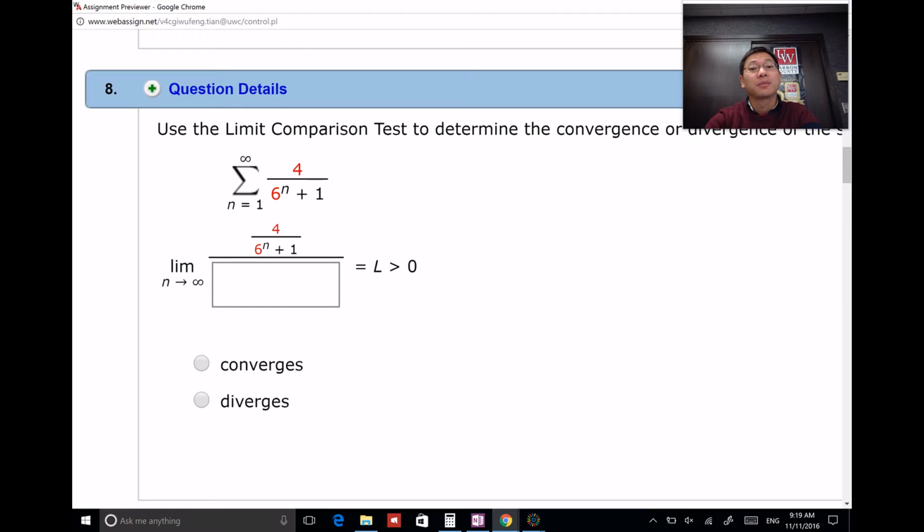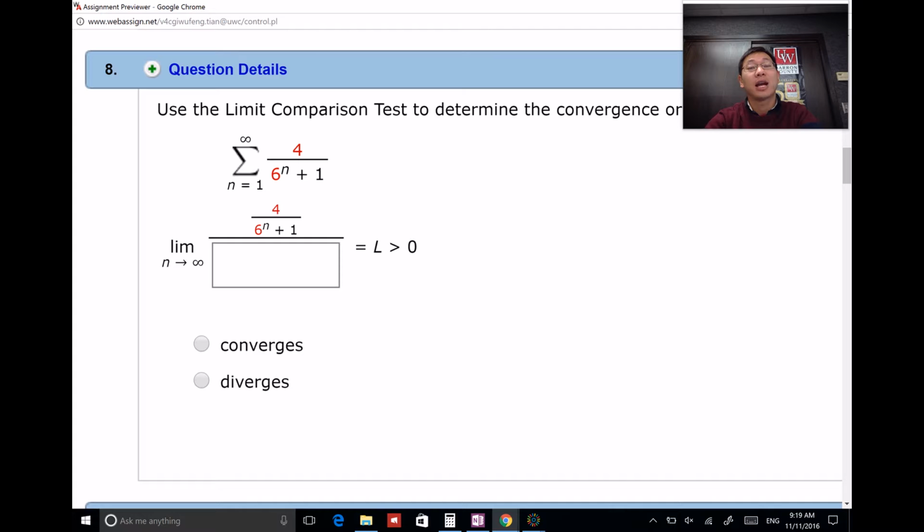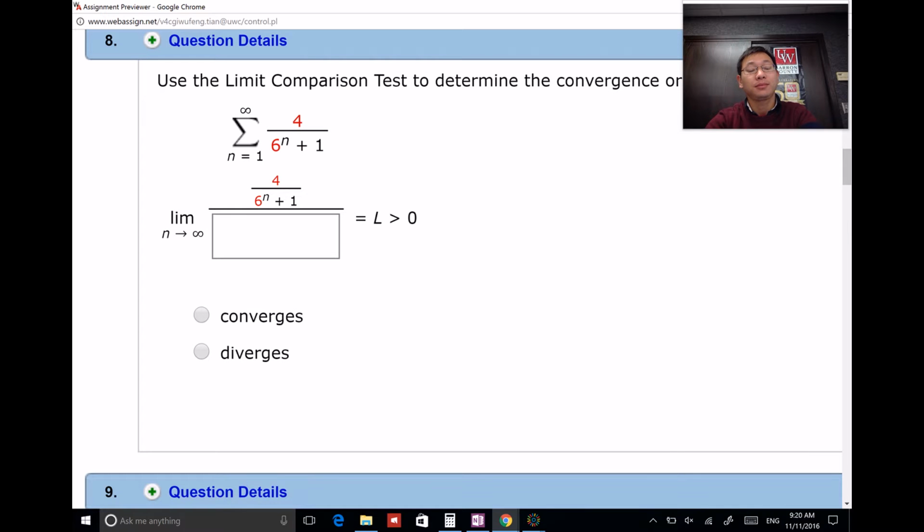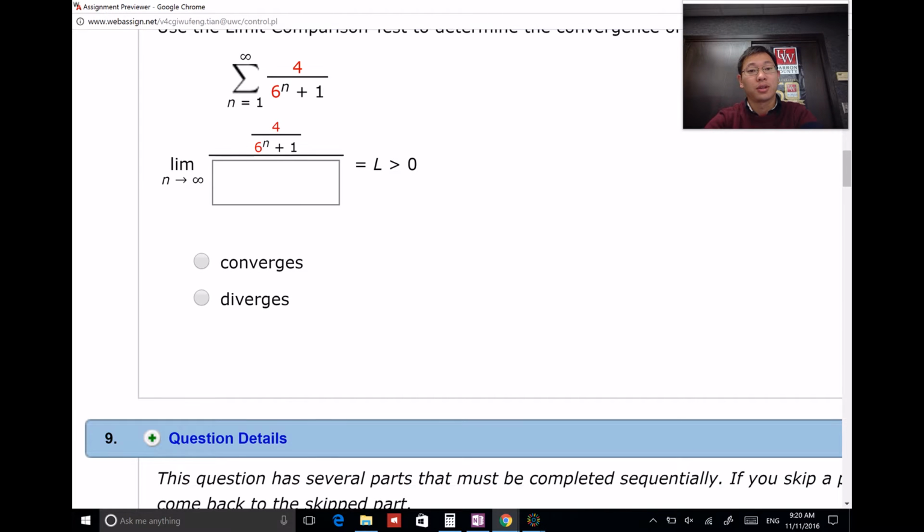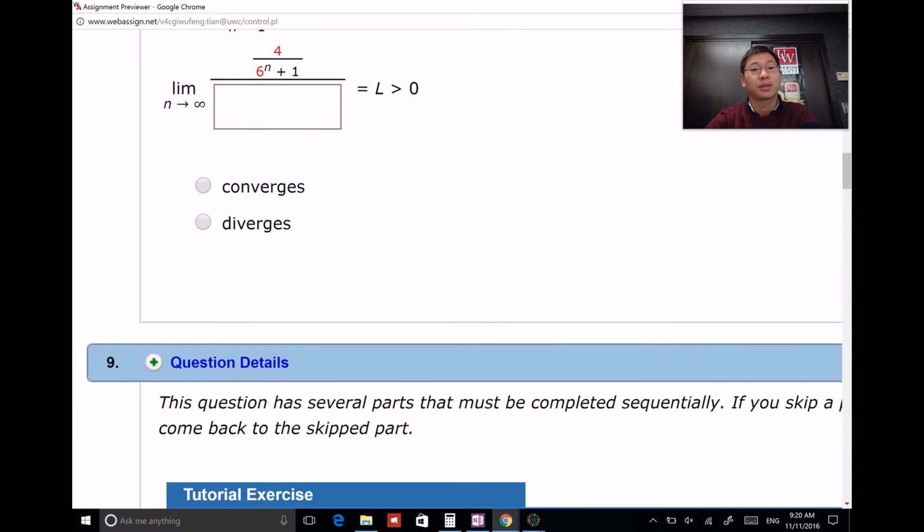Jasper, could you please tell me if number 8 diverges or converges? It converges. Why does this one converge? You can compare it with 1 over 6 to the n, which is a geometric series. Yeah, it's a geometric series, right? Okay, so this one converges because the geometric series is 1 over 6 to the power n.